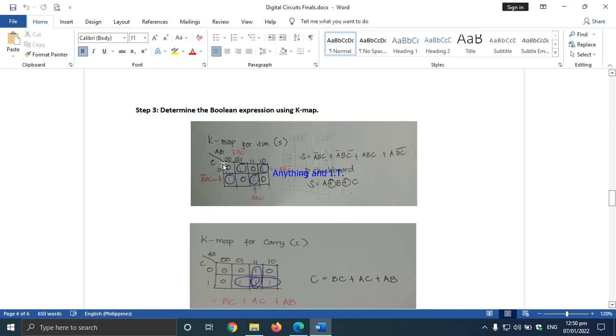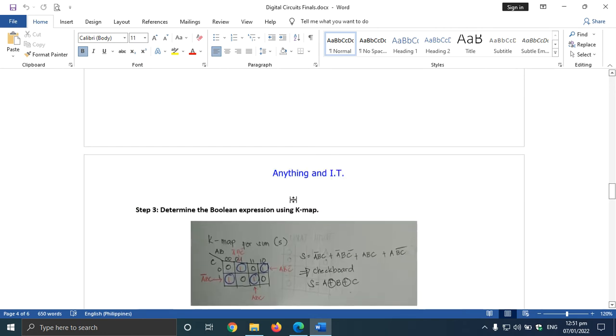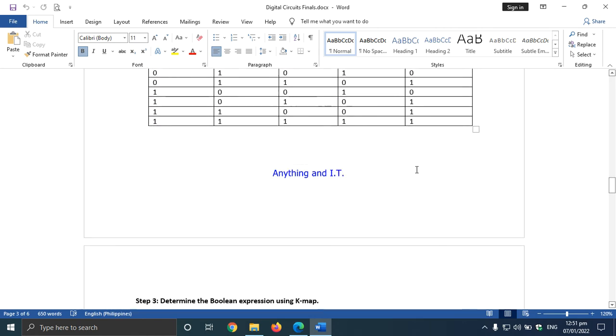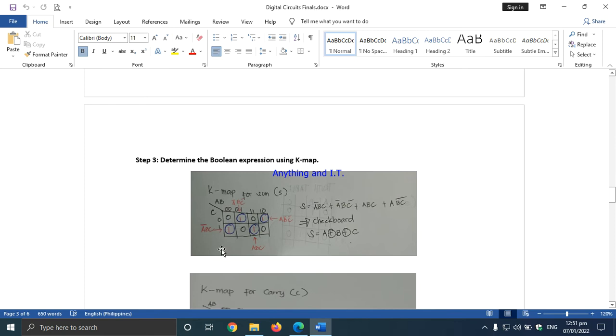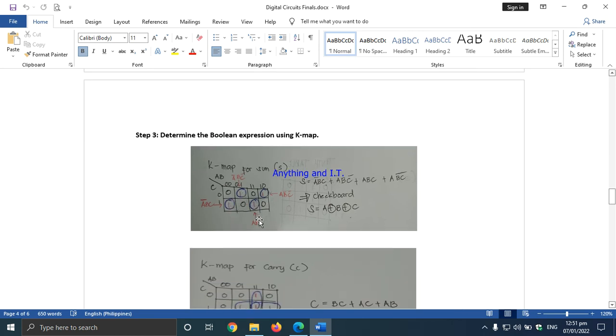Since tatlo na yung inputs natin, pinagsama ko si AB, then nakaseparate si C, wherein AB has the possible values 00, 01, 11, and 10. For C naman, we have 0 and 1. So, if we're going to map out this truth table sa ating K-map, we will arrive at a pattern wherein ganito yung position of ones natin. Yung mga naka-encircle ng blue.